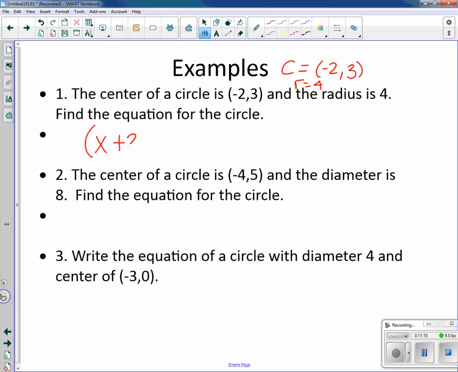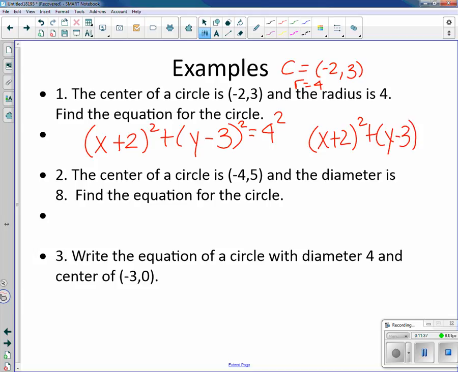So if I was to write this, it would become x plus 2 squared, y minus 3, because the opposite of +3 is -3, squared, equals 4 squared. Now remember, I told you you're going to need to write that out. So your final answer is this: (x+2)² + (y-3)² equals 16. That is your equation.